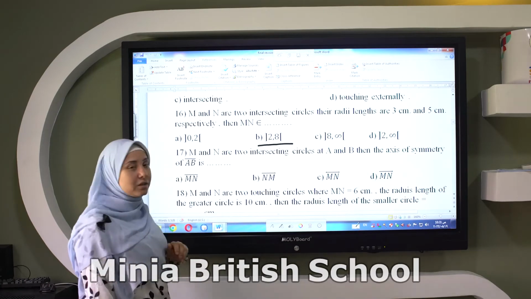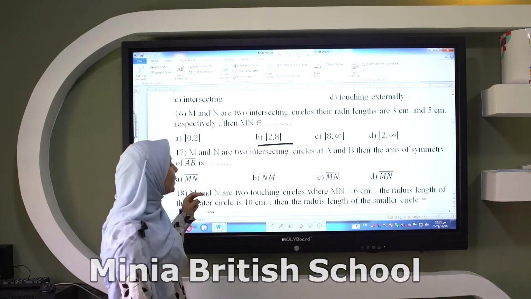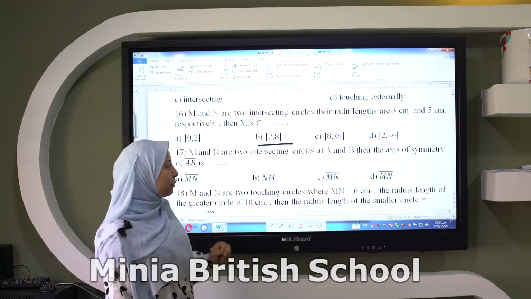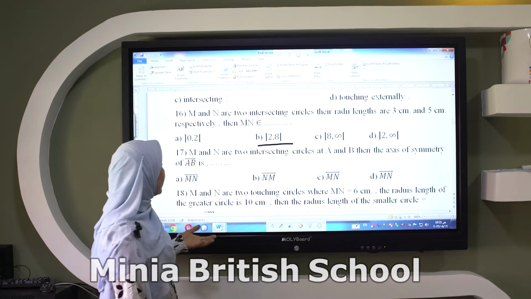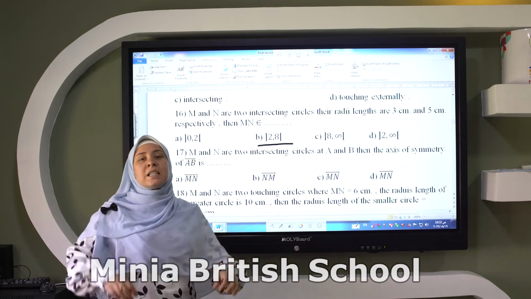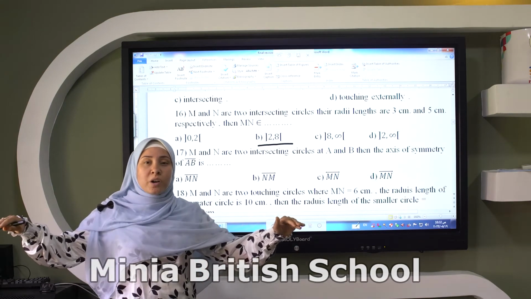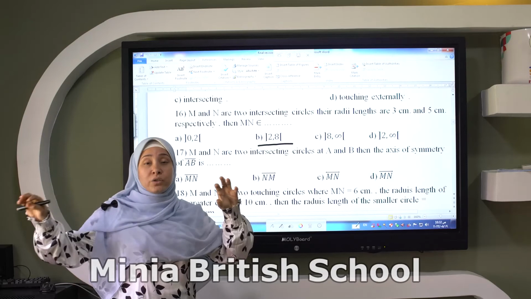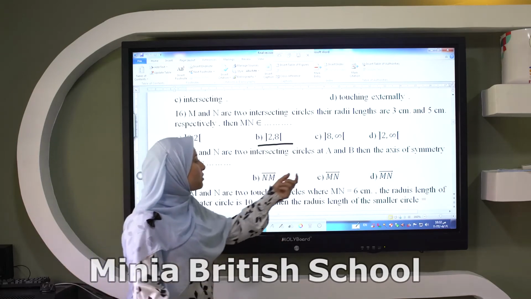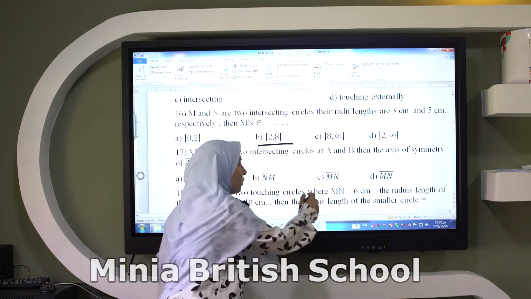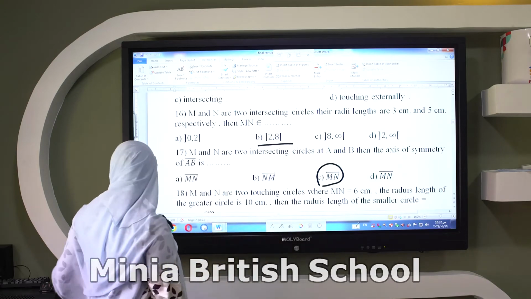Number 17, M and N are two circles intersecting at A and B. Then the axis of symmetry AB is what? Yes, it's a straight line passing through the centers of the two circles. I mean here the straight line MN. Okay?